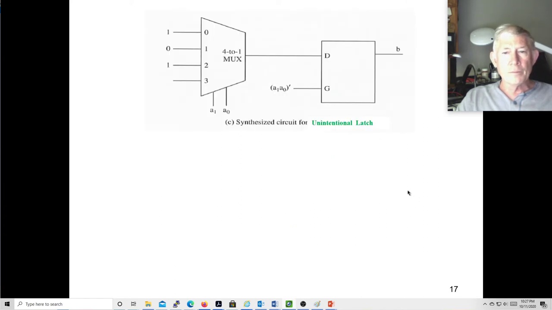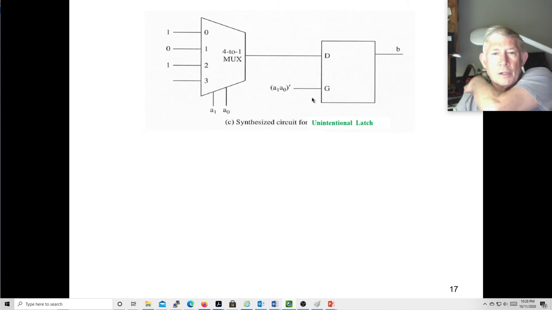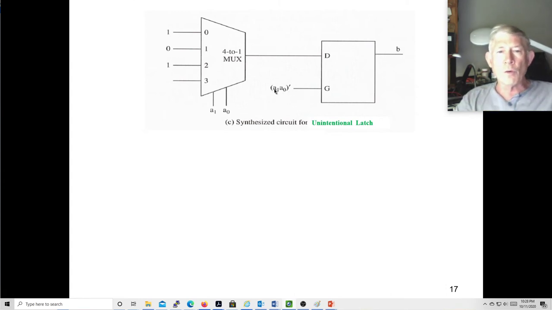All right. So what happens here if you get an unintentional latch? Well, if you have A1 and A0, they're going to select this 4-to-1 mux. And so what we're selecting for here is the gates. If A1 and A0 are both true, then if this generates a 1, then the gate will be closed. So A1 is true, A0 is true, the inverse will be false, and then the gate will be closed.